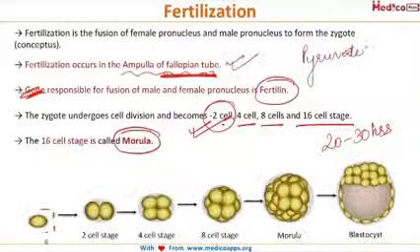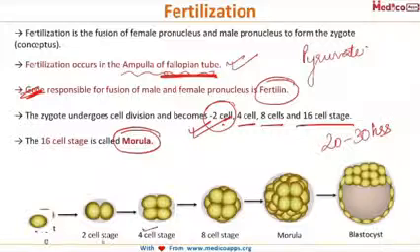And this cell division has been beautifully depicted in this diagram. Here we have the zygote, the 2 cell stage, the 4 cell stage, the 8 cell stage, and the 16 cell stage, which is called morula. And then it leads to the formation of blastocyst. Now, all this while, when the division is occurring, the formed zygote is also travelling from the ampulla of the fallopian tube towards the uterus.